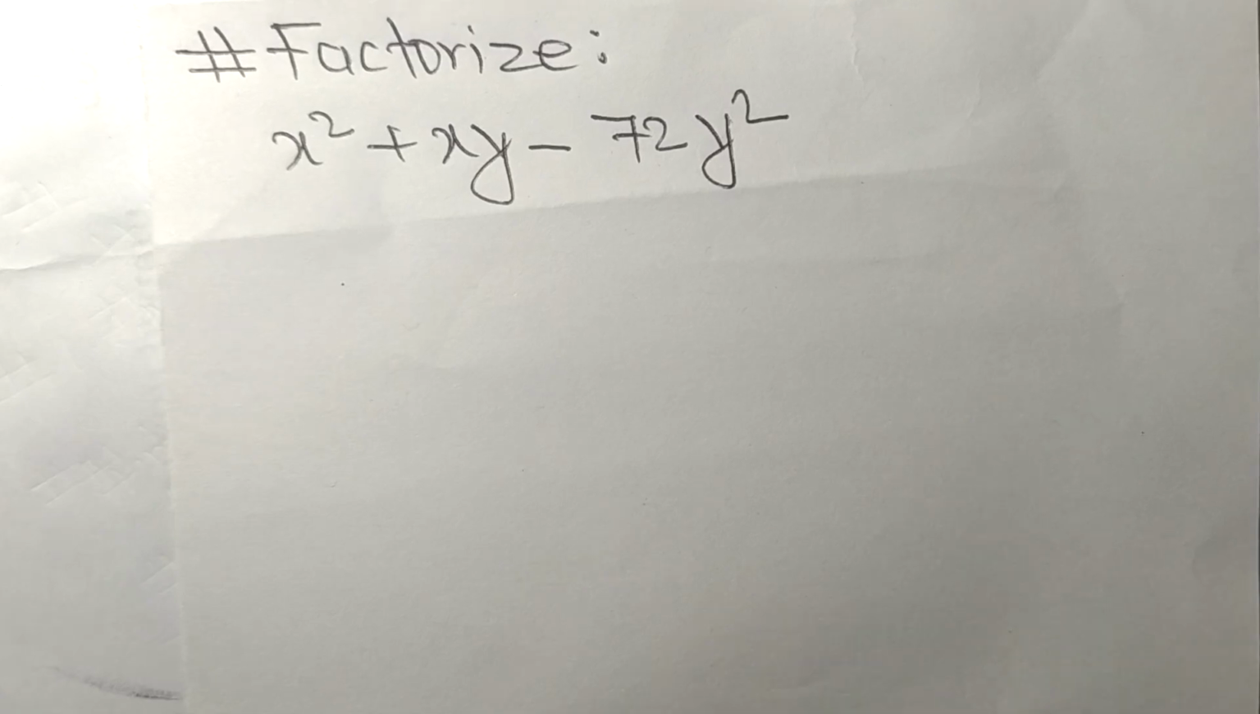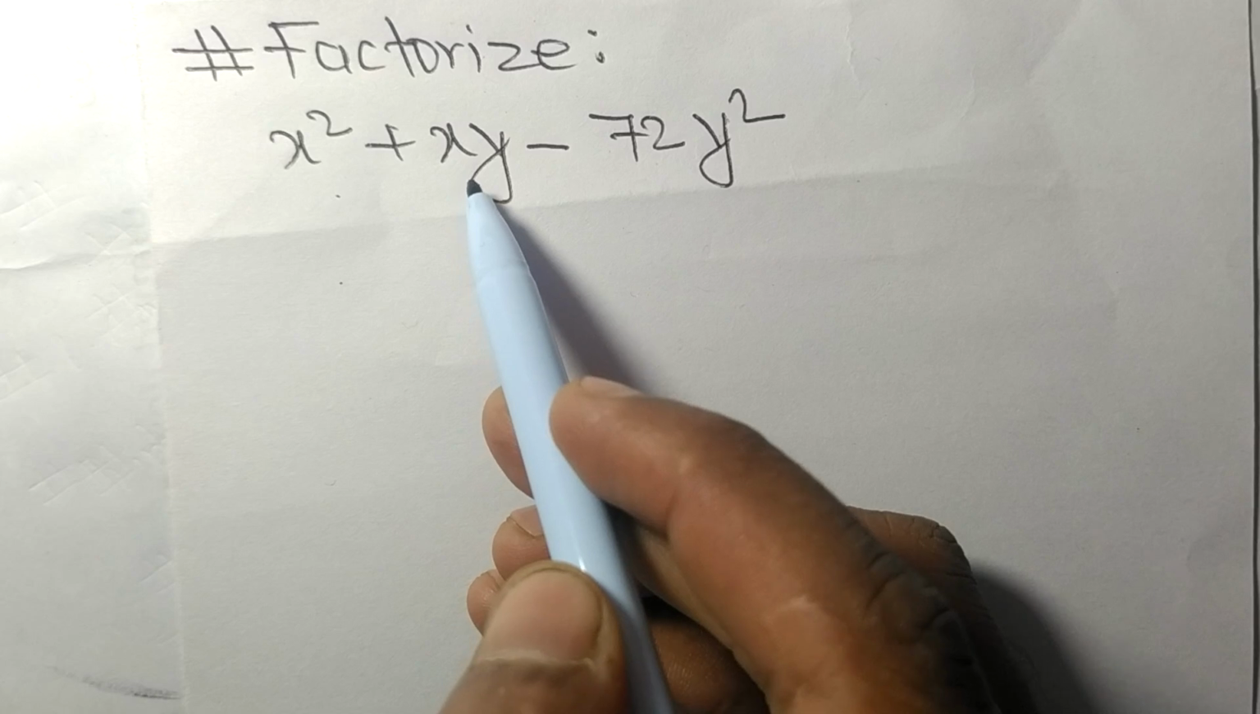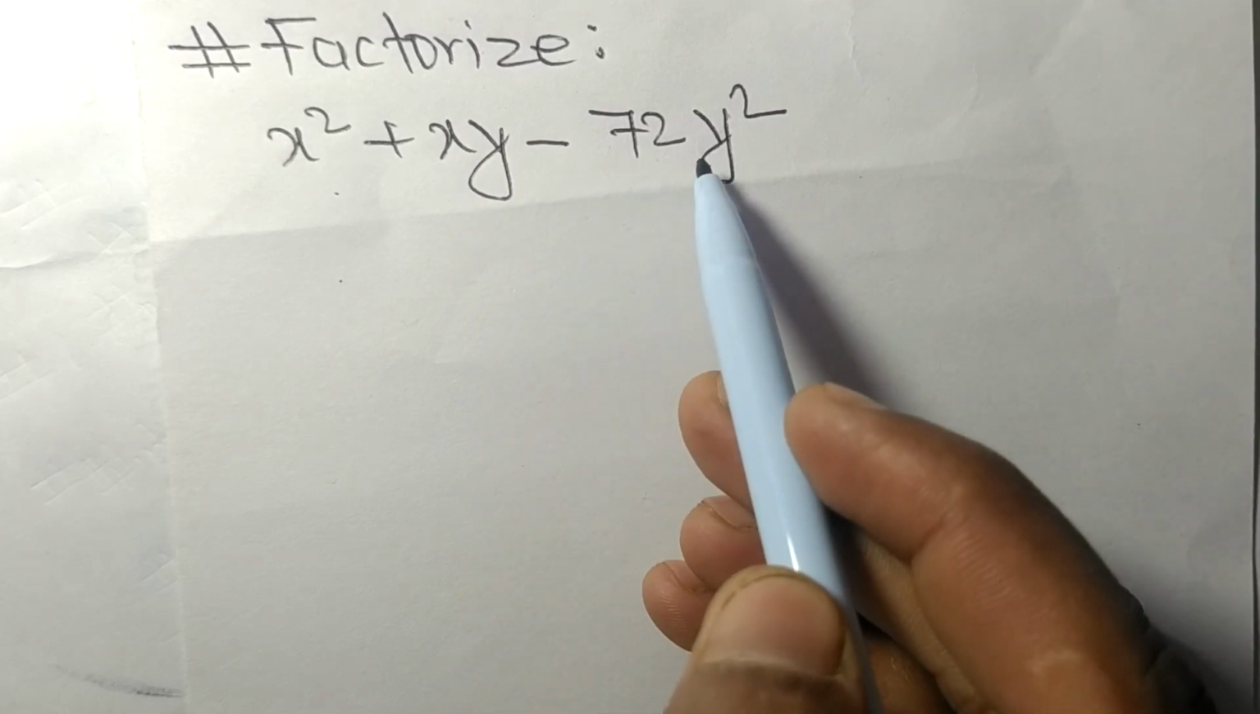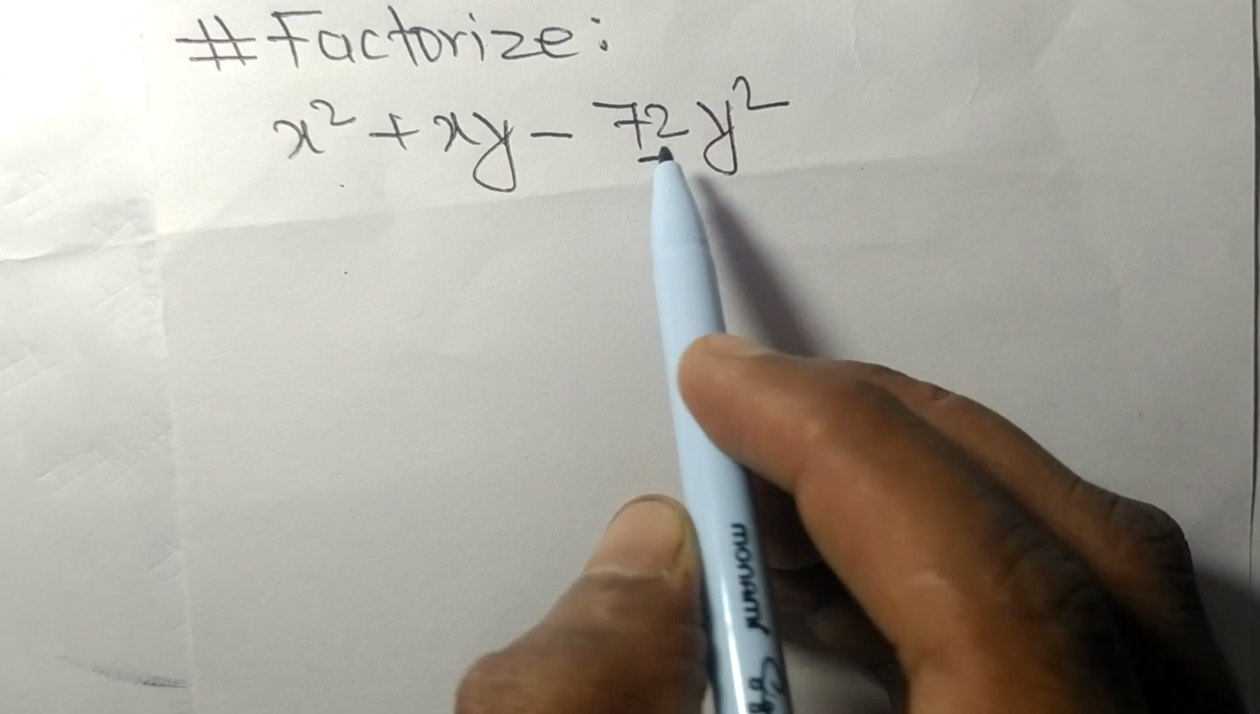So today in this video we shall factorize x square plus xy minus 72y square. So first we factorize the number 72.